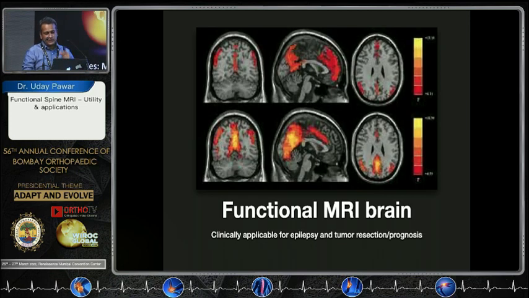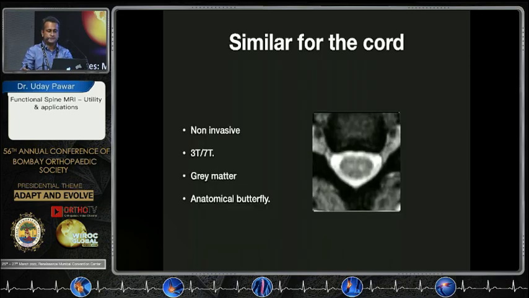So functional MRI of the brain started off in the early 90s, and over the years it has become clinically useful, especially for epilepsy surgeries and tumor resection surgery. So we can know beforehand which part is glowing and which part has taken over the function, and if you resect a part, which functions the patient is going to lose. That's the benefit of a functional brain MRI, and it's routinely done nowadays for epilepsy surgery and all the benign and malignant tumor resection surgeries to prognosticate things.